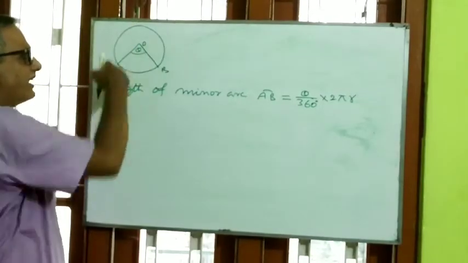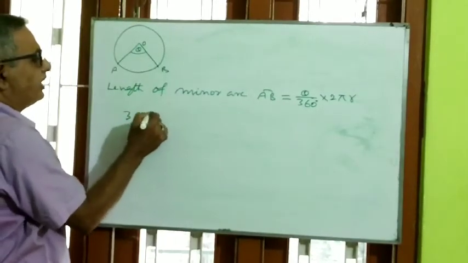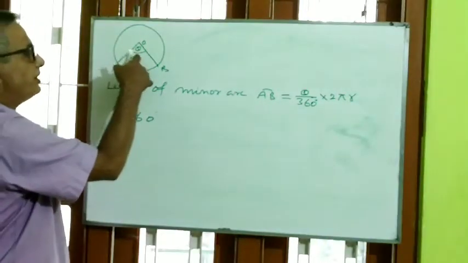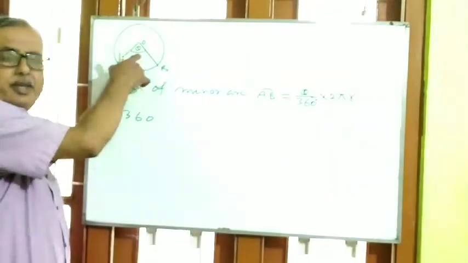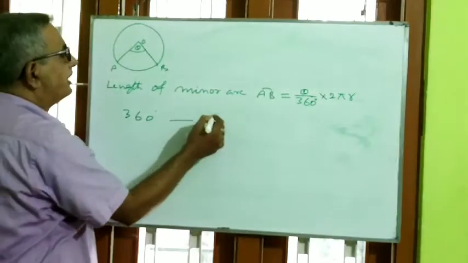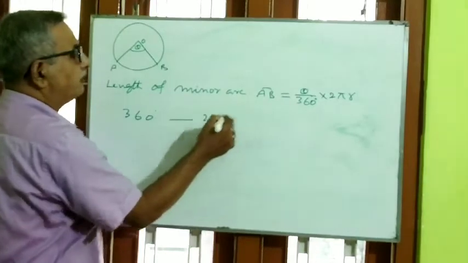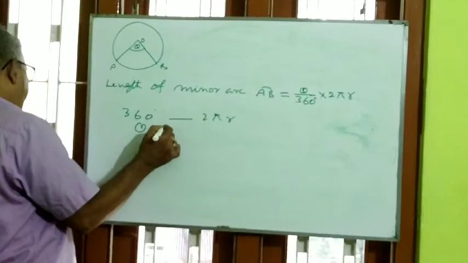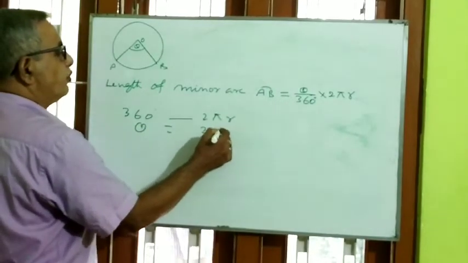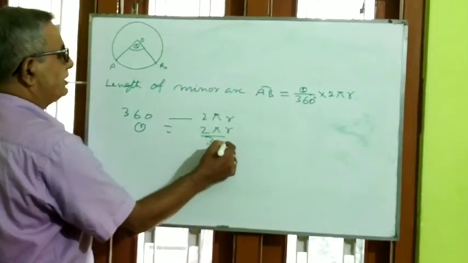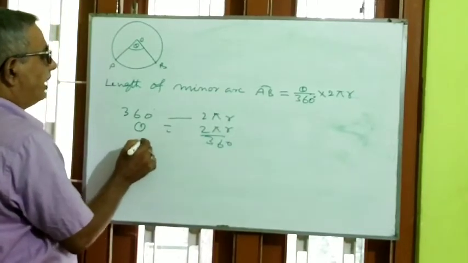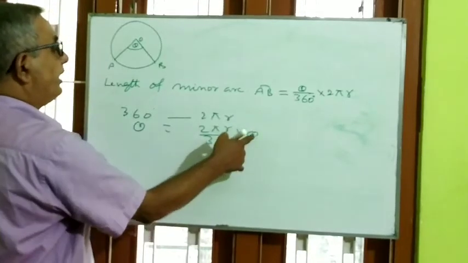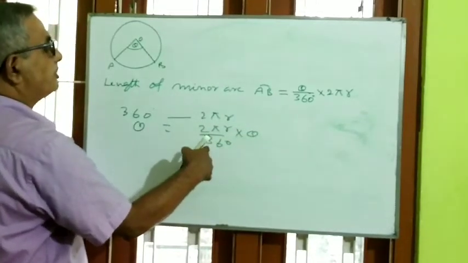When the whole circle is there, when you are getting a 360 degree angle at the center, then the length of the arc is equal to 2 pi r. So when the angle is theta degree, then the length of the arc will be 2 pi r by 360 degree into theta. So we are writing theta by 360 into 2 pi r.